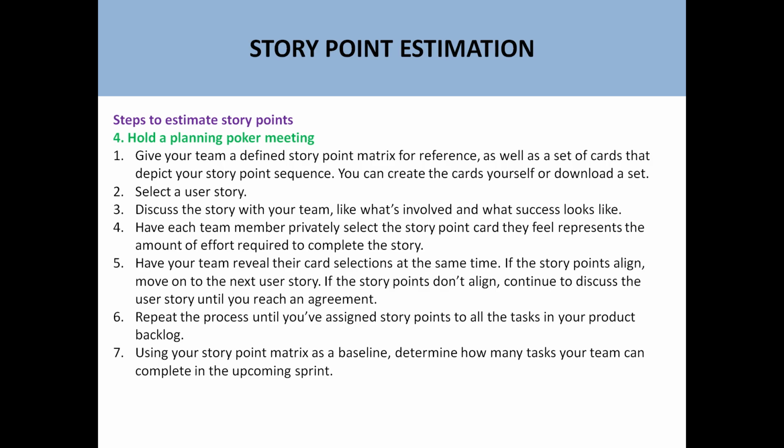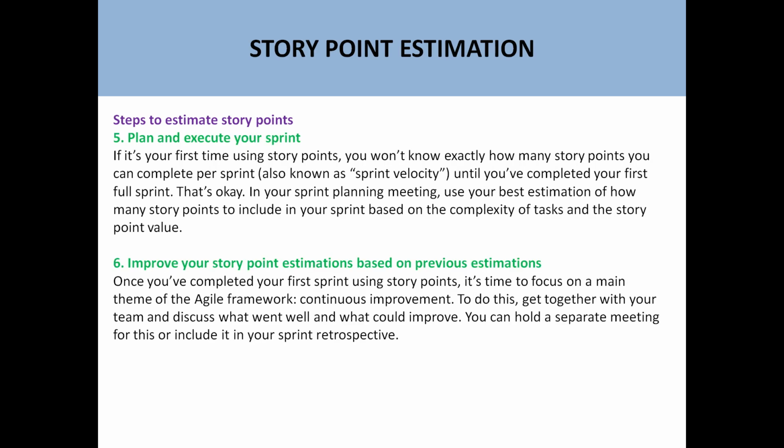If the story points align, move on to the next user story. If the story points don't align, continue to discuss the user story until you reach an agreement. Repeat the process until you have assigned story points to all the tasks in your product backlog. Using your story point matrix as a baseline, determine how many tasks your team can complete in the upcoming sprint. Sprint means a time box period, normally 3 to 4 weeks, in which we have to complete the planned stories. Okay.